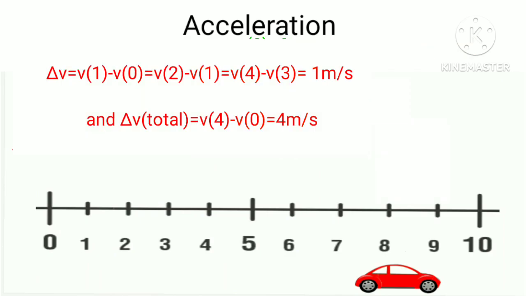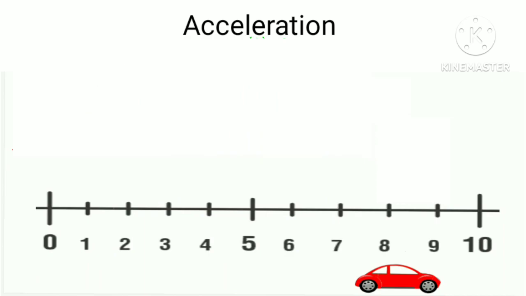Therefore, the change in velocity in each second is equal to 1 meter per second, and the total change in 4 seconds is equal to 4 meters per second. Therefore, acceleration is equal to 1 by 1 or 4 by 4, which is equal to 1 meter per second squared. When an object undergoes acceleration, it is either speeding up or slowing down, or changing its direction of motion.